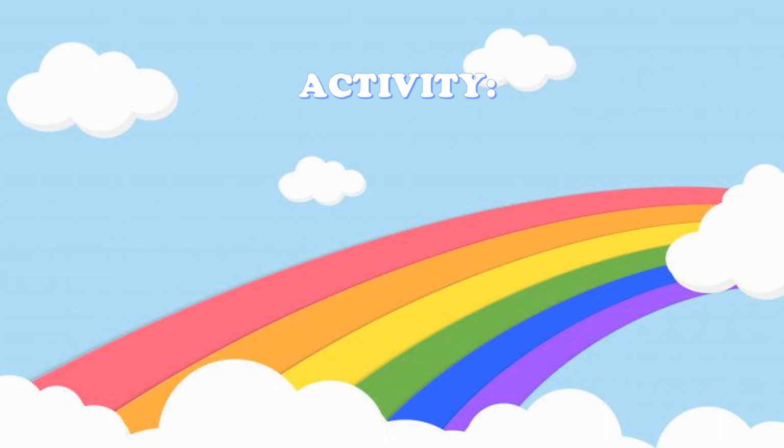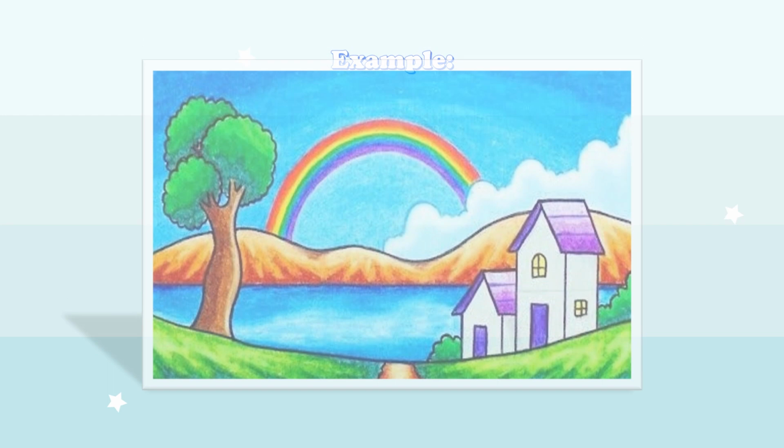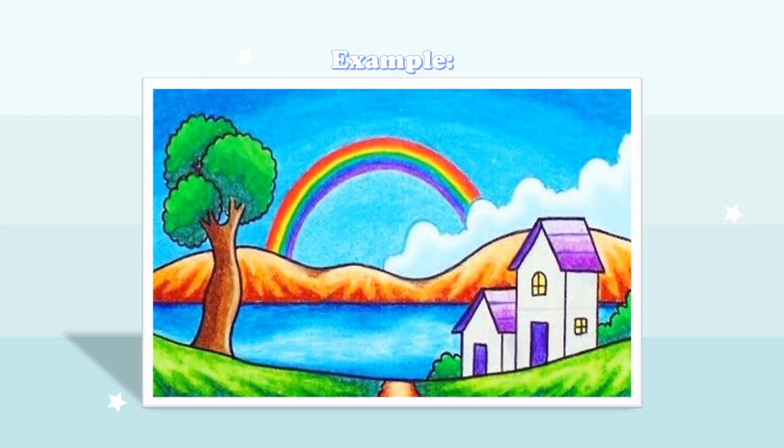Now, you need to do this activity. You only need to choose one activity. Do the candy rainbow experiment at home and take pictures of the outcome. Or, draw a rainbow view and color it. This is an example of a rainbow view.